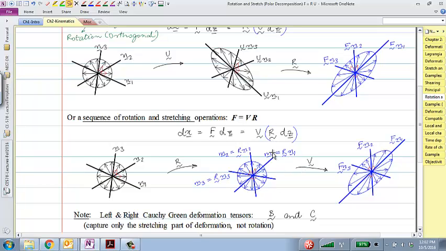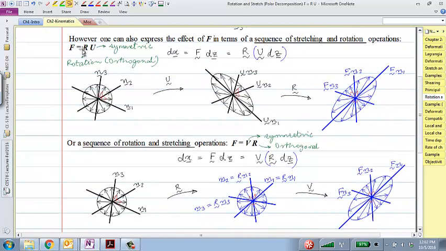Then following that, rotated tangent vectors are stretched by a V tensor, which is symmetric. So I'll write that again. V here is symmetric. R here is an orthogonal rotation tensor. And this R is the exact same R tensor in the RU decomposition. So F is equal to RU or VR, that R is the same R.